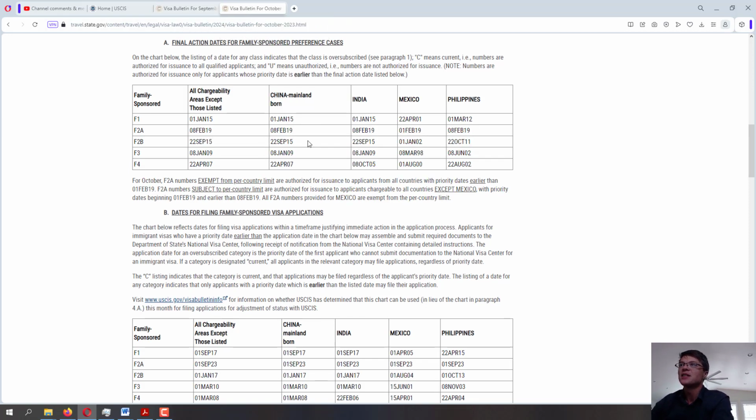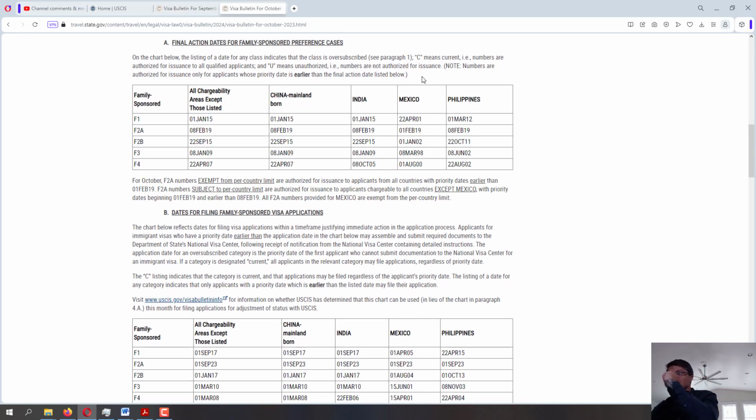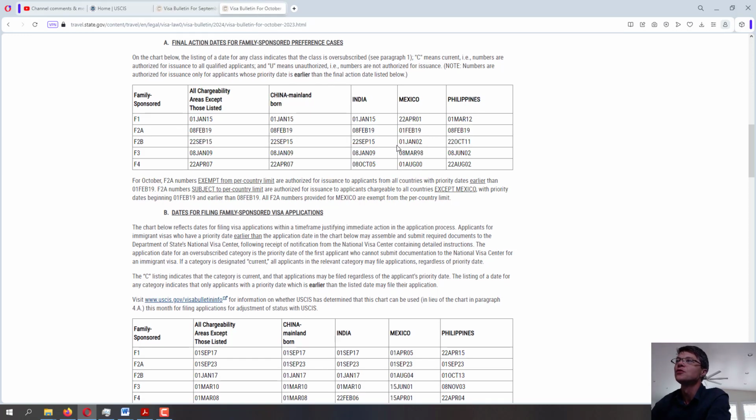September 2015, September 2015. So no movement there. Looks like positive movement once again for Mexico in F2B. Great news for Mexico. From August 2001, it moved to January 2002, so about 6 months of movement, from the middle of 2001 to January 2002. Like half a year forward, which is good. And then Philippines, no movement, unfortunately.